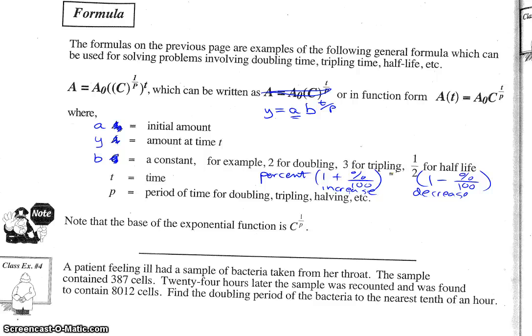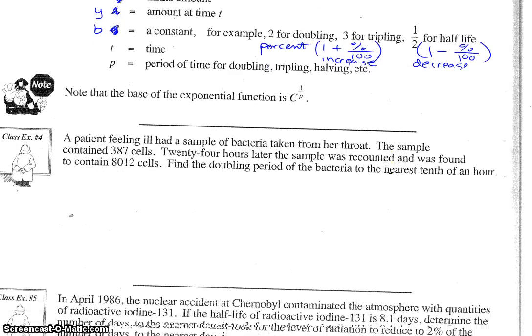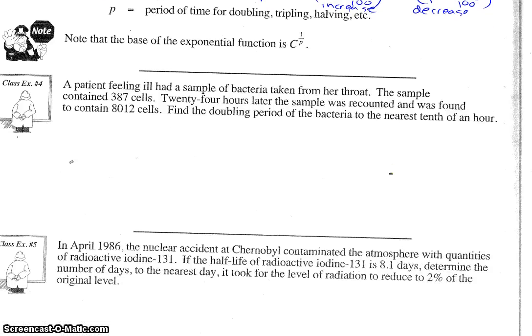Let's try this on a couple questions. We'll try example number 4 here. A patient feeling ill had a sample of bacteria taken from her throat. Sounds gross. Unless you want to be a doctor, then it's kind of cool. The sample contained 387 cells. 24 hours later, the sample was recounted and found to contain 8,012 cells. Find the doubling period of the bacteria to the nearest tenth of an hour.